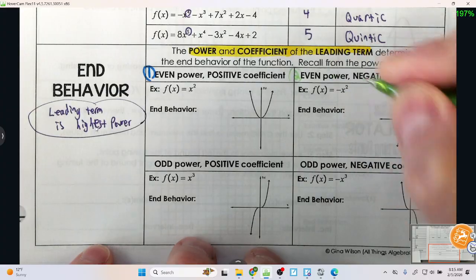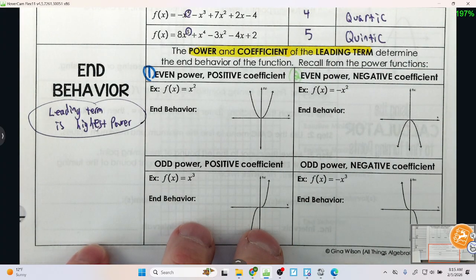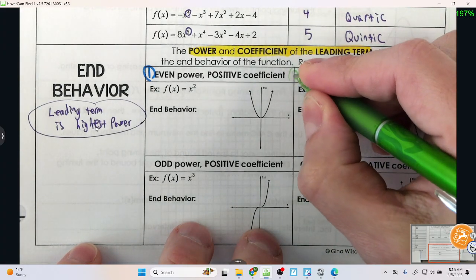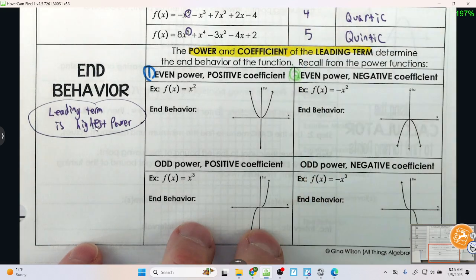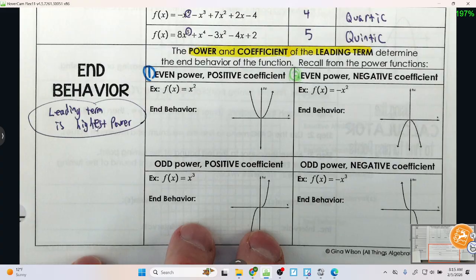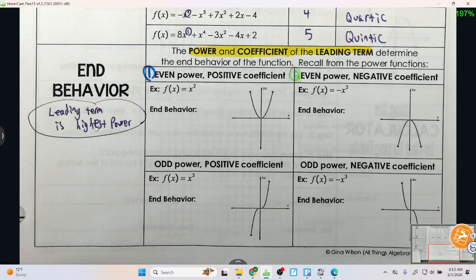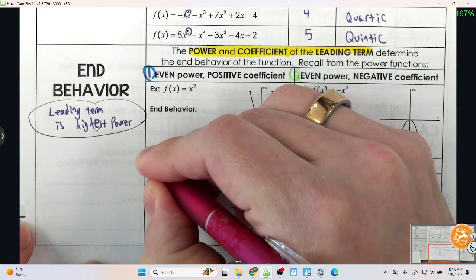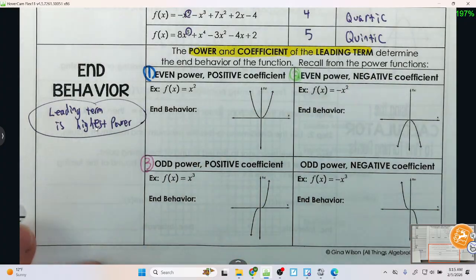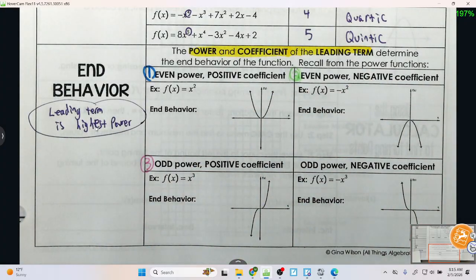I don't know if the green shows up well, but that's supposed to be a green 2. I know it's not great. Can you see the green 2 at all? There's a green 2 there. All right. And then we have example 3. I don't like how they wrote it. That's why I'm trying to help you out here. And then we'll have example 4.